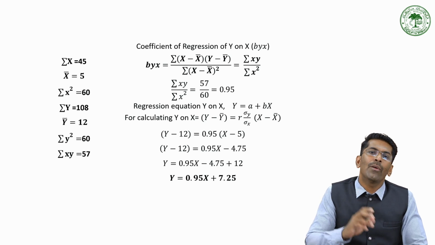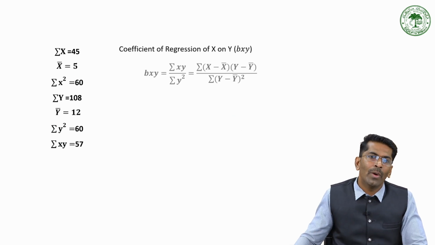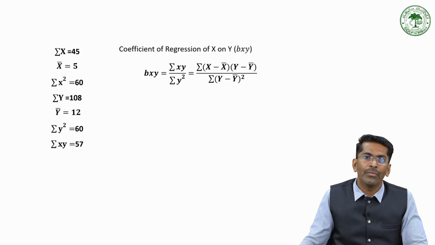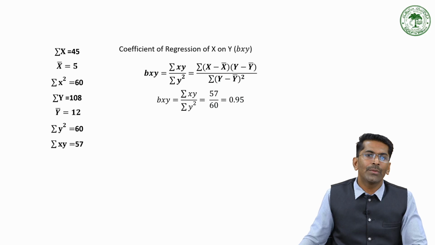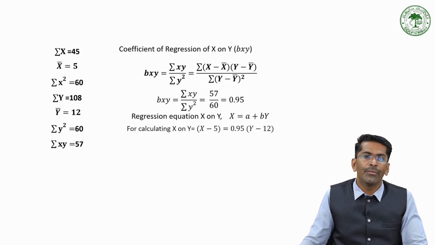See, in a similar way we can also calculate the regression equation x on y. Here also we can calculate the regression coefficient, that is bxy, by using the formula, that is the sum of xy divided by the sum of y square. Instead of the sum of x square, here it will become the sum of y square. So here it will be, see, the sum of xy, which is equal to 57, divided by the sum of y square, which is equal to 60. So 57 divided by 60 again comes out to 0.95. So we can formulate x minus x bar, which is equal to 5, as 0.95, that is the regression coefficient.